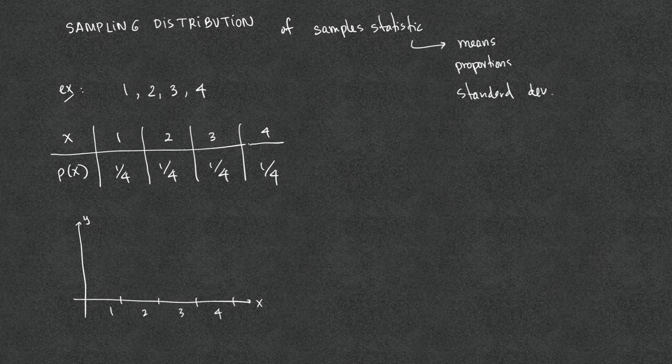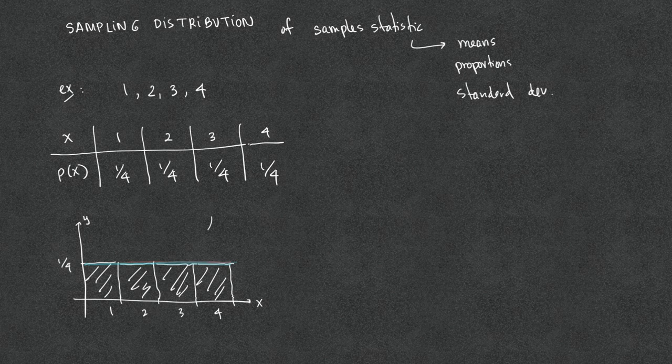The x values are 1, 2, 3, 4. Each has the probability of 1/4, and so on. The density curve is therefore just simply a flat horizontal curve.